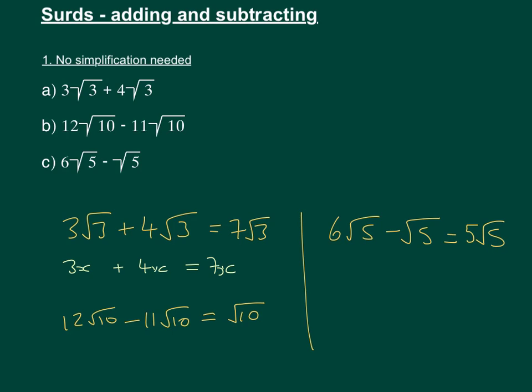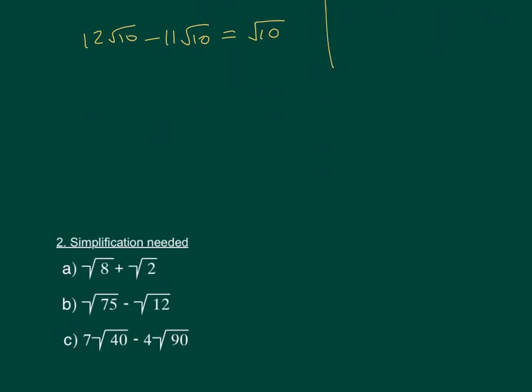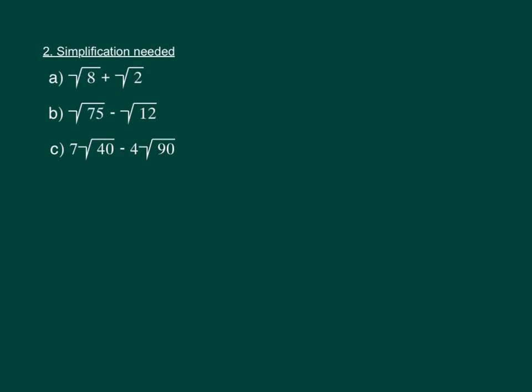Okay, now let's move on to the second type where there is simplification needed. In this first one here we've got root 8 plus root 2, and they are different surds. So we need to simplify so that we have the same surd. So this 8 can be simplified to be 4 times 2, and that square root of 4 will be 2 root 2 plus root 2, which is going to end up being 3 root 2, because 2 root 2 plus 1 root 2 is 3 root 2.